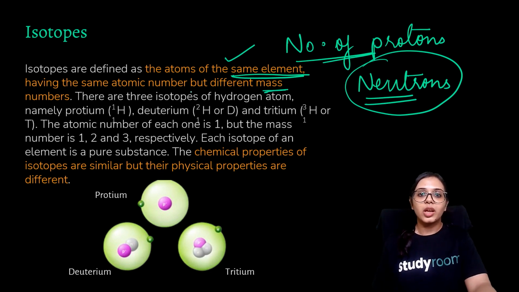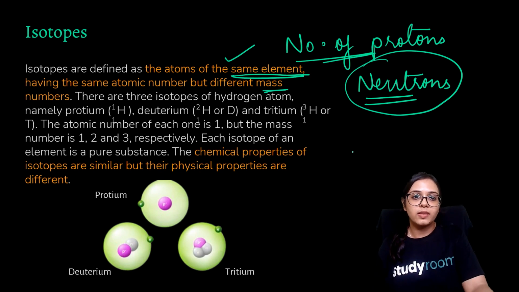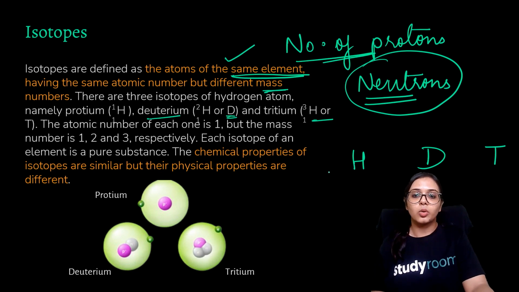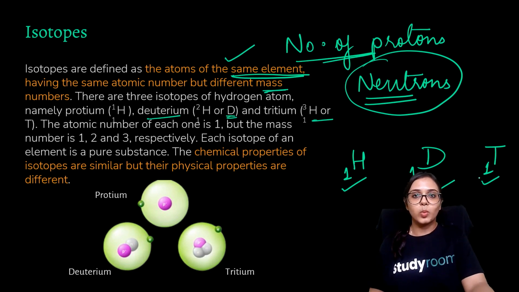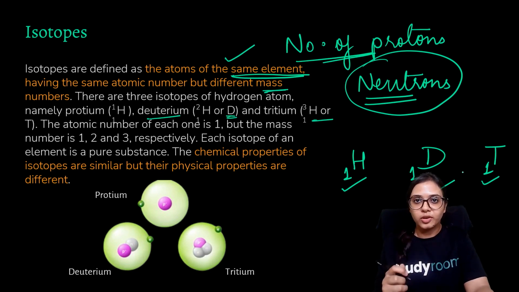So there are three isotopes of hydrogen atom. One is protium, which we simply designate by the letter H. One is deuterium, which we designate by the letter H or D. Most commonly we take D to avoid any confusion with the other isotope of hydrogen, and the same goes for tritium, for which we take the letter T. The atomic number would be the same in all of these, that means 1 here, and 1 here. That means the number of protons in protium, deuterium and tritium is equal, that is 1. But there is a difference in neutrons.